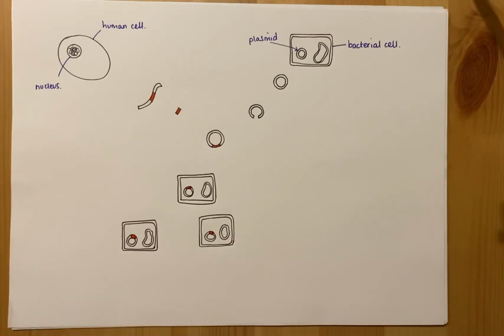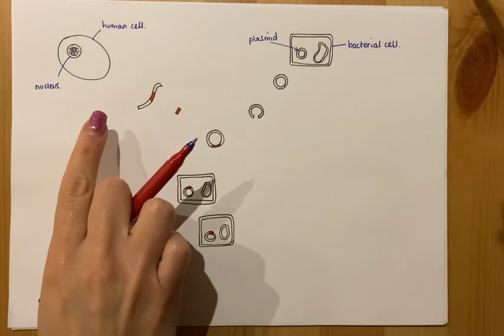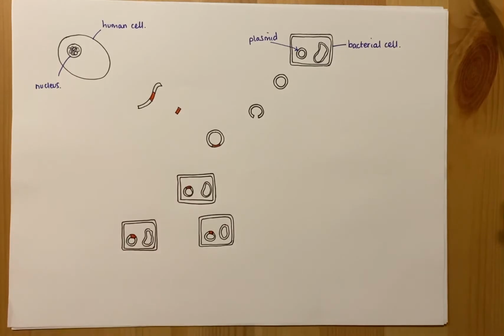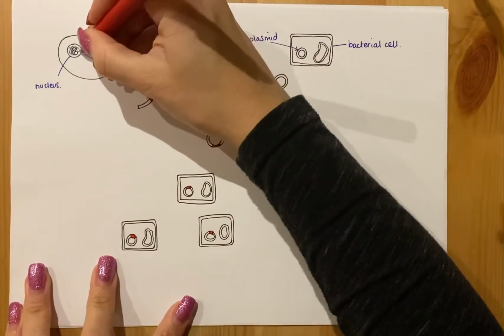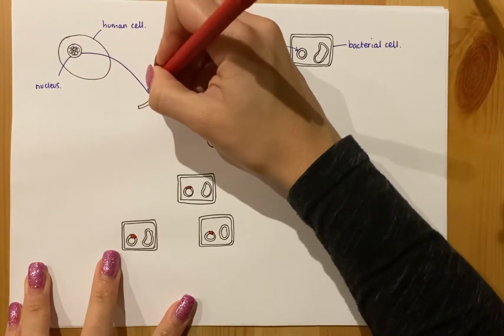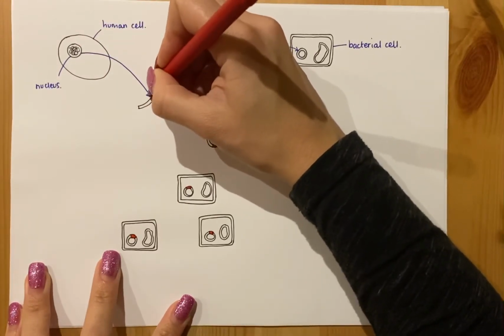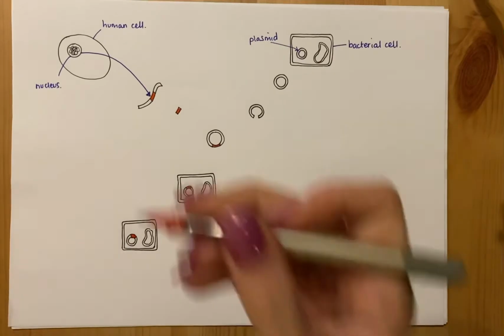Okay, so what I'm going to do is talk you through the stages of this. The very first stage involves the human cell and getting the gene that we want out of that human cell. We do that by removing the chromosome that that gene is on. So basically this is what's happening here. This is stage 1.